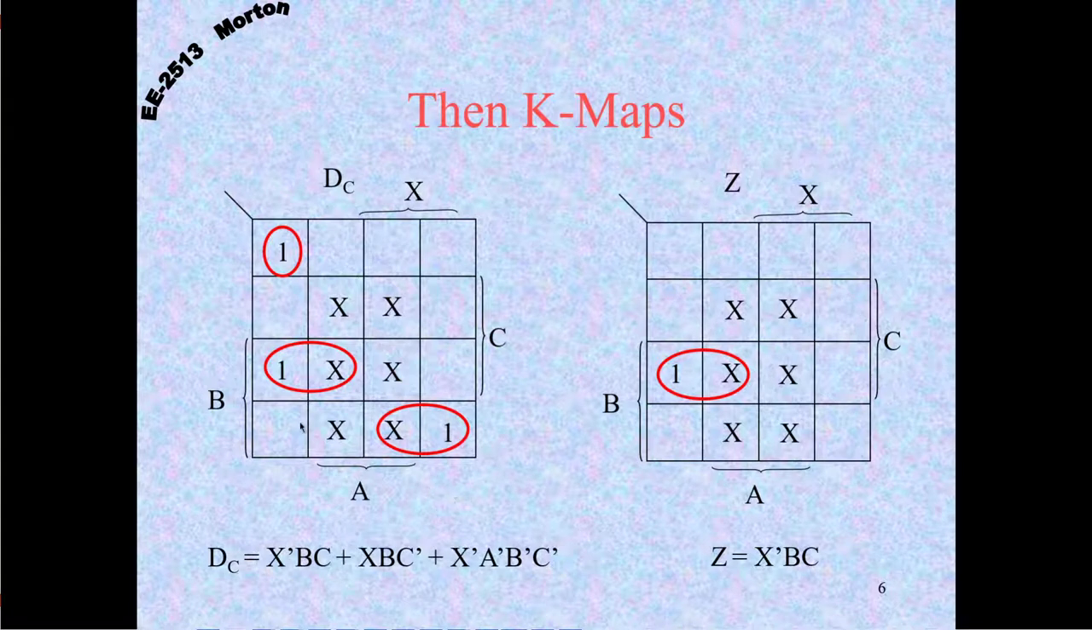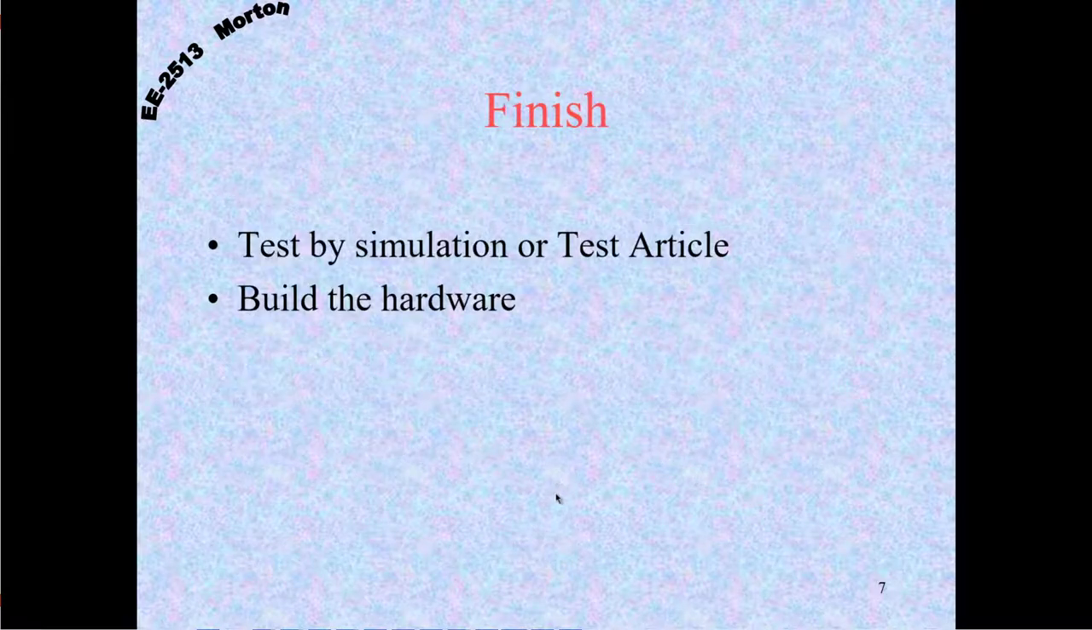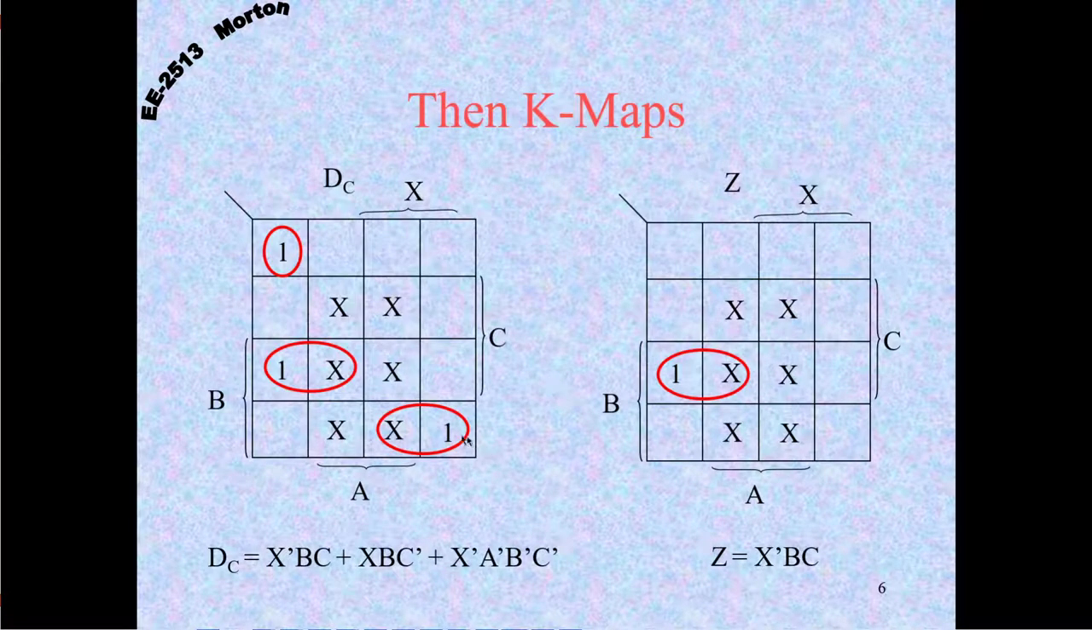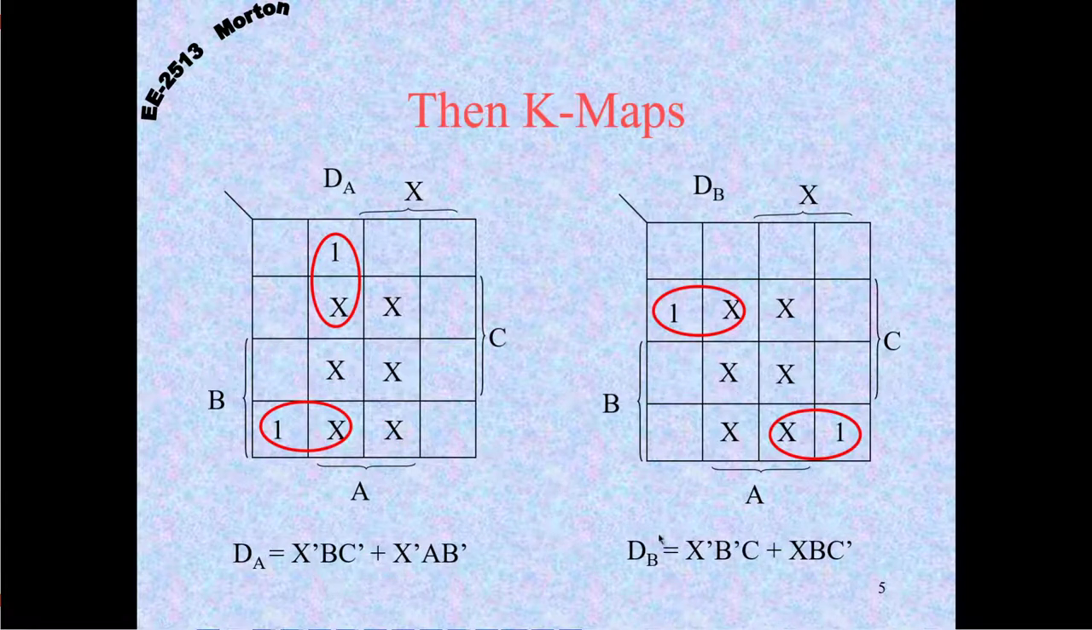Okay, and so I won't go through it for these, and then you can take these equations and you can build out these circuits, and that's your completed solution. All right, so we'd finish up by either simulating it with a hardware description language, or we'd build a little test article and simulate that, or run that and see if it works like we expect, and then we build the hardware. And the hardware will include these circuits and the three flip-flops and an input and an output transformer, no doubt. And that would basically be it.